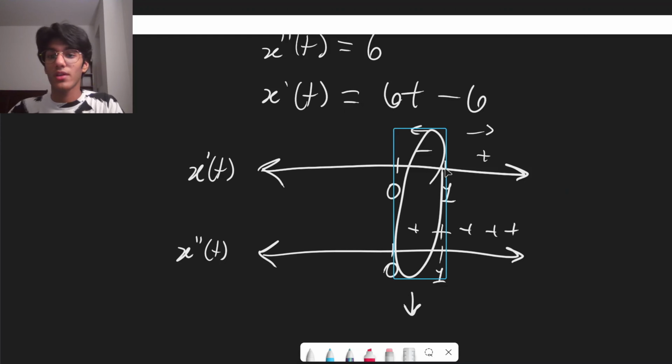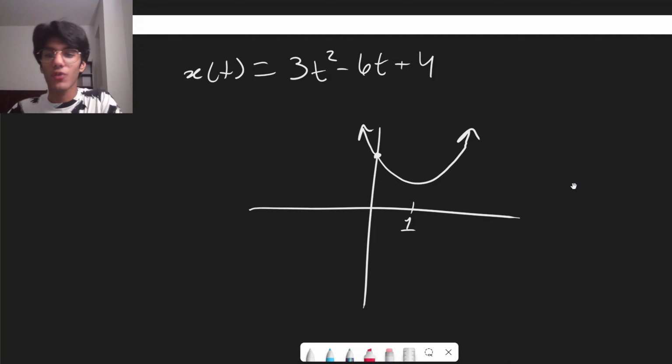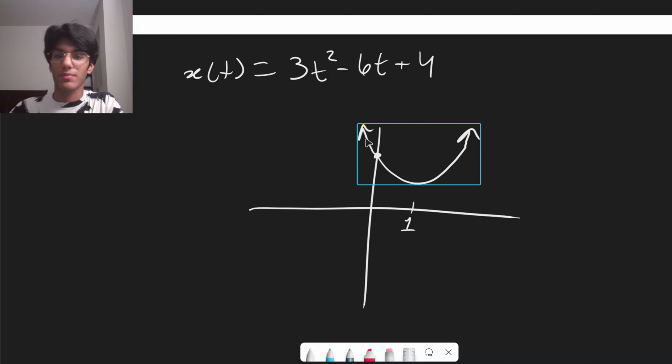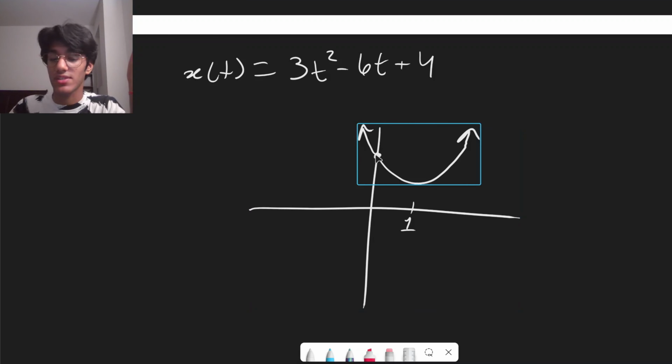However, from 1 all the way to infinity, for the velocity and the acceleration graph, they're both positive. They're speeding up. Capiche? So therefore, we can say that the graph of 3t squared minus 6t plus 4 will look something like this, where from 0 to 1, the function is slowing down. It's basically going to the left, right? Because we said that the velocity was negative from 0 to 1, so it's going to the left, and the left we would say is going down on the y-axis side.